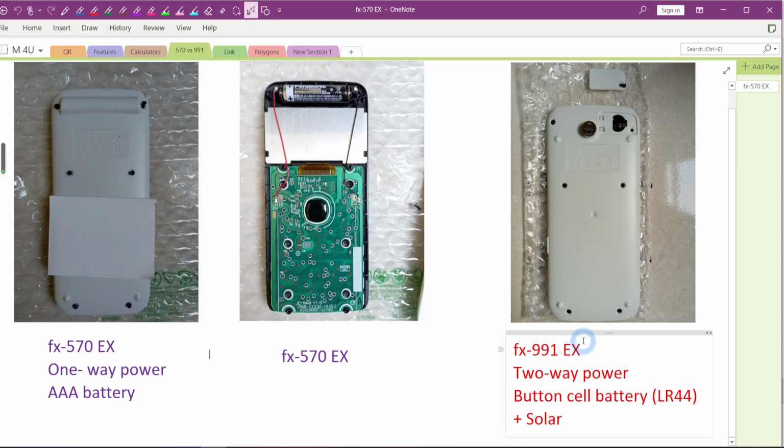For the FX991EX, this is a two-way power calculator. You can use solar energy or battery. If you want to change or replace the battery, you just need to take out 1 screw. The battery used in this calculator is a button cell battery, LR44.